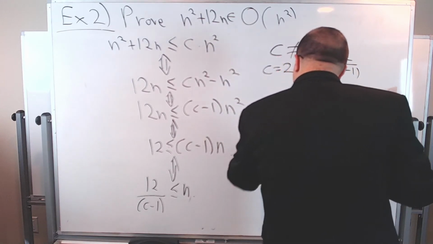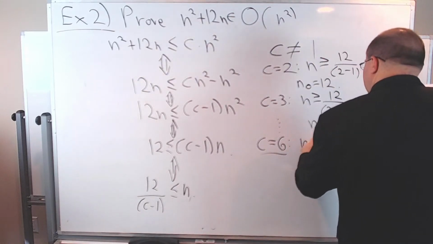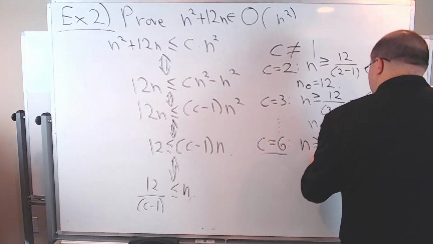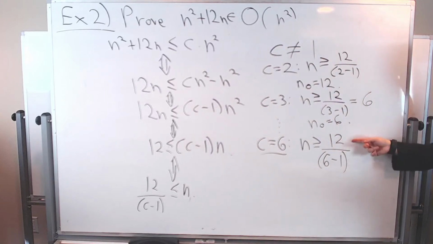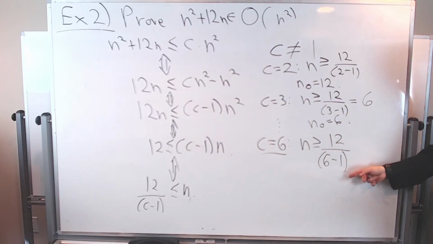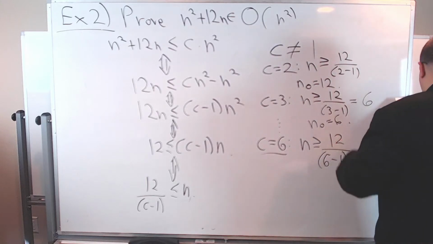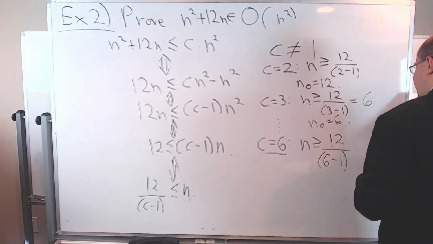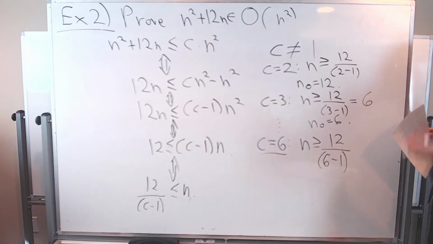Suppose you consider 6. So n is greater or equal to 12 over 6 minus 1. Now this is 12 over what? 5. But what's 12 over 5? It's not an integer, right? So I need to do something to it such that it works, right?